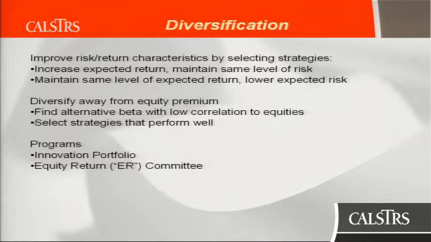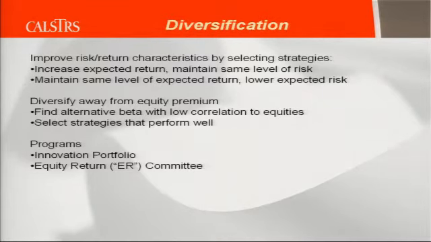Okay, what I want to do now, as I talked about earlier, is get inside the toolbox and talk about several tools that we have in place, and then introduce a new tool to you. The first tool I want to talk about is diversification. What we mean by diversification is that we're trying to improve the risk-return characteristics of the total fund. When we look at strategies, number one, we try to increase the expected return while keeping the risk level the same. Or number two, keep the expected return the same but lower the risk. If we accomplish either one, then we're able to improve the risk-return characteristics.